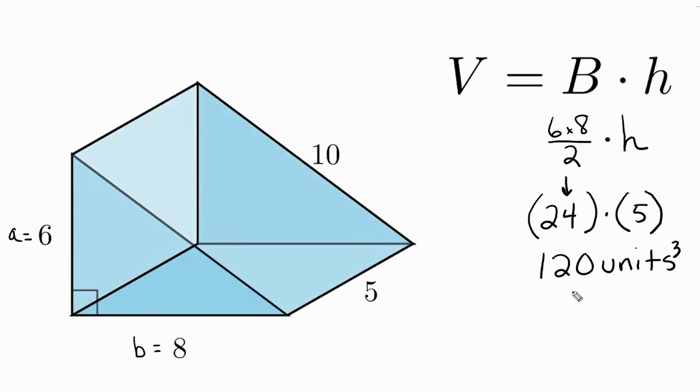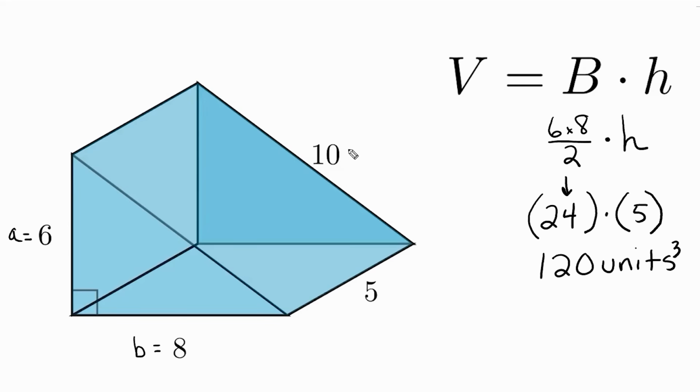Now notice, nowhere in our calculation did we use a side length of 10. And sometimes you're going to see this when you see the diagram of a triangular prism. They're going to throw an extra number in. And you wouldn't need that if you were calculating the surface area, but you do not need that side length to calculate the volume.